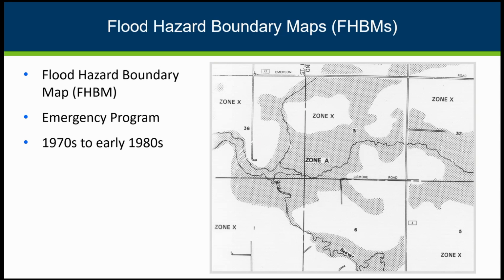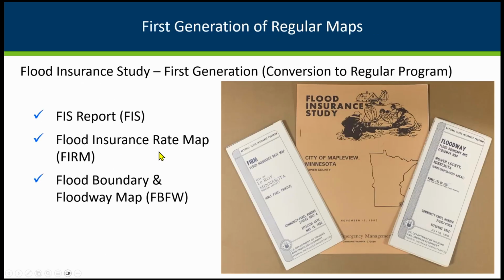So the history of FEMA maps. The very first maps came out not long after the program was enacted in 1969. In the 70s, they were coming out with what they were calling the emergency program maps. So they were quick and dirty maps. This is a full section here, so a mile by a mile. They are not very detailed at all. Unfortunately, some of our communities still have this version of the map, but by the 80s, we were getting the first generation of the more detailed maps.